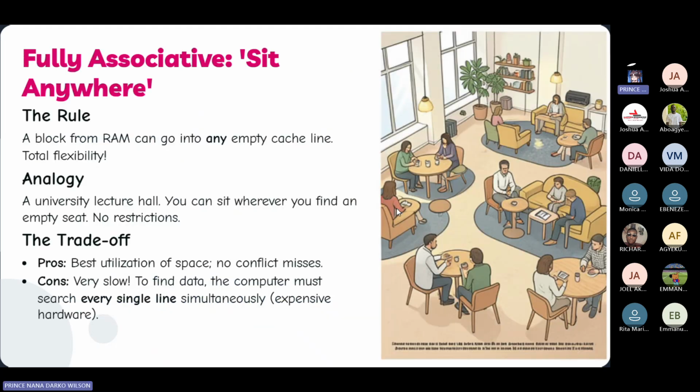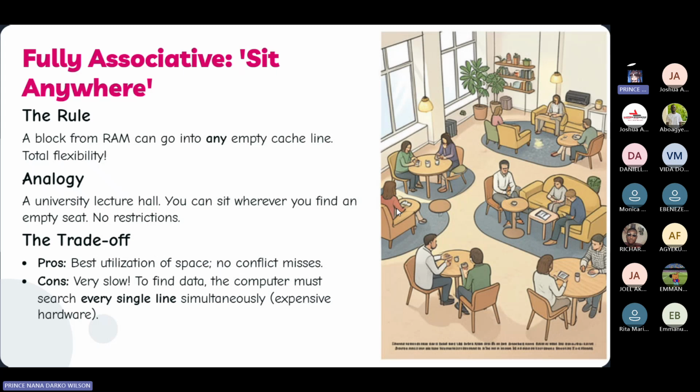Fully associative says you can sit anywhere. So a block from RAM can go into any empty cache line. We looked at this last week. In a university lecture hall, there is flexibility when it comes to seats. When we go face-to-face, even though we don't do it often, when you go to class, you sit where you want. I believe when we're doing this in SEM 1, you can sit wherever you find an empty seat and there are no restrictions. The trade-off is that there is the best utilization of space and there are no conflict misses.